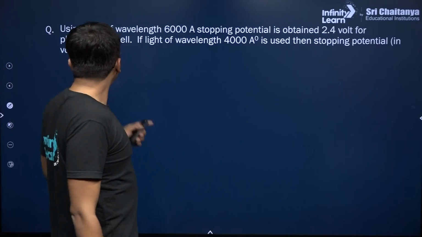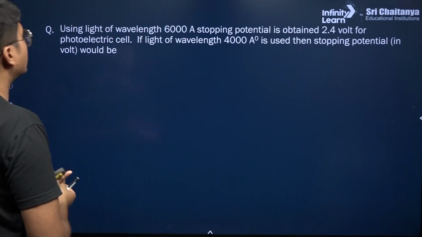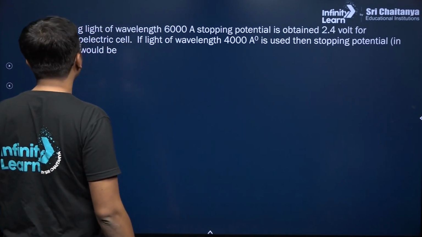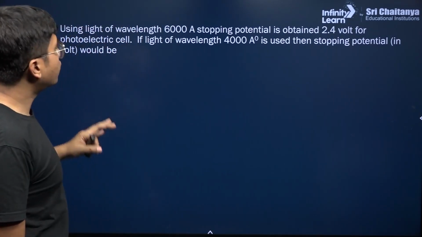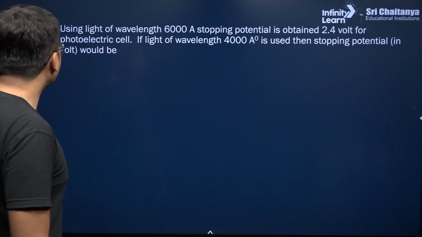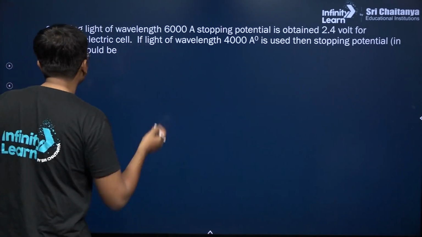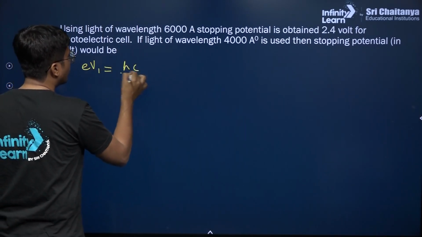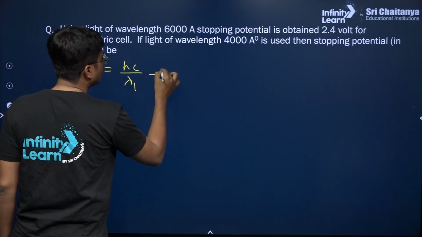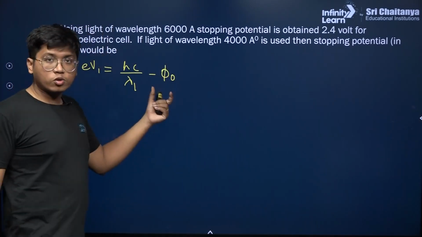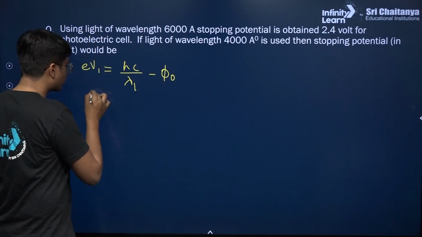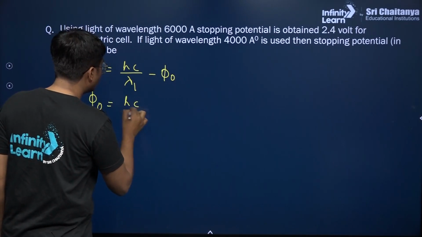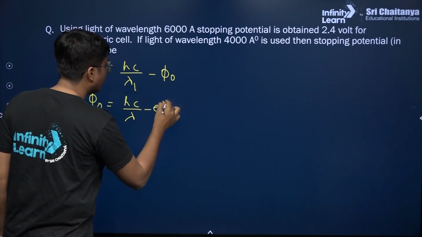Next question is that you are using a light of wavelength 6000 Angstrom, stopping potential is obtained to be 2.4 volts for a photoelectric cell. If light of wavelength 4000 Angstrom is used, then stopping potential in volts would be. Now we know stopping potential, let's assume for the first case, EV1 is equal to hc by lambda 1 minus phi naught. So this threshold energy phi naught is equal to, we bring this side, hc by lambda 1 minus EV1.